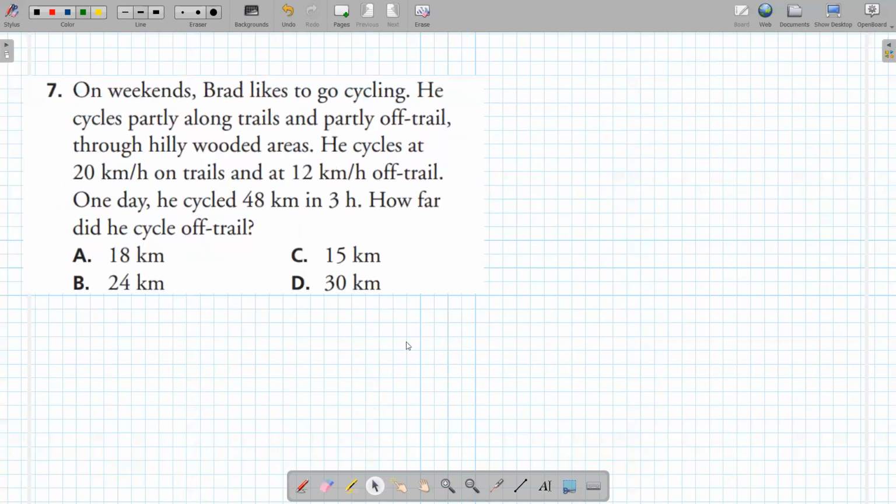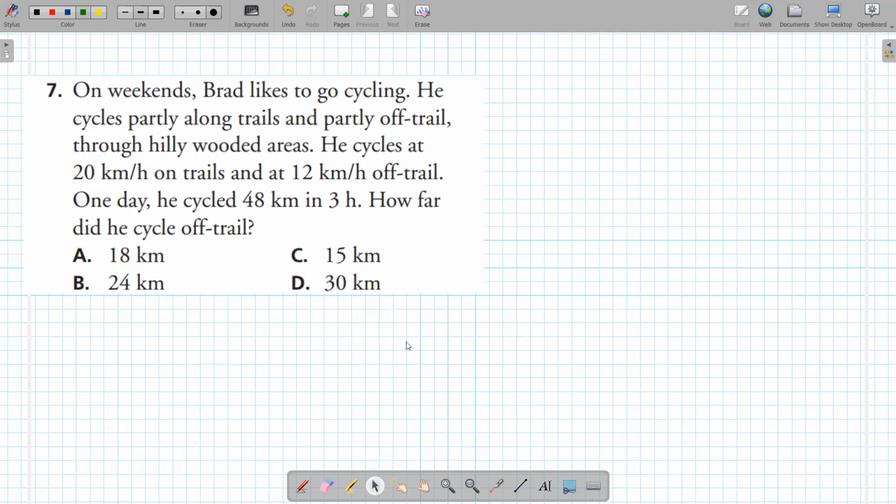So on weekends, Brad likes to go cycling. He goes along trails and off trails. He cycles 20 kilometers per hour on trails and 12 kilometers per hour off trails. He cycled 48 kilometers in 3 hours. How far did he cycle off trail?